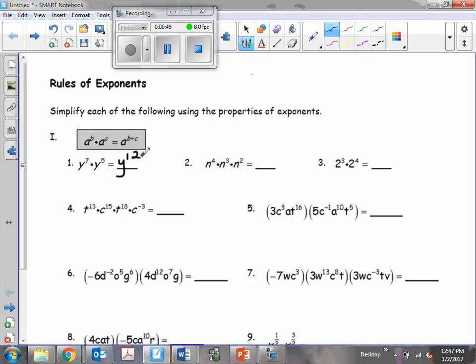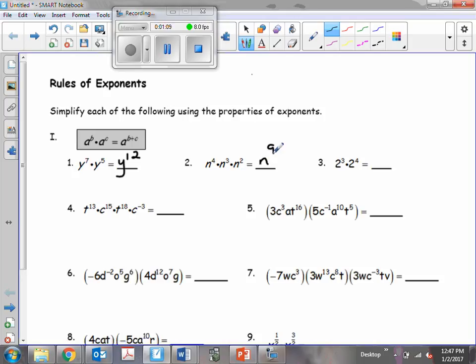If we look at number 2, now we have 3 of them that we are going to be adding, because we have n to the 4th times n to the 3rd times n to the 2nd. So we would end up adding the 4 plus the 3 plus the 2, since they're all n's. And if we do that, we would end up getting n to the 9th.